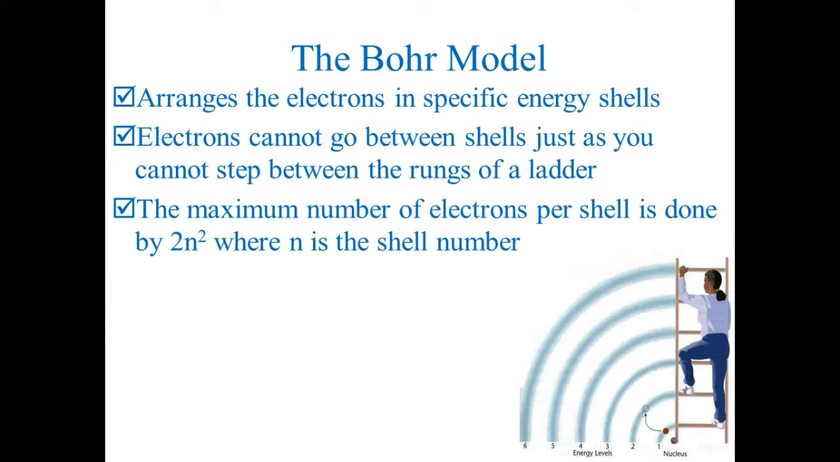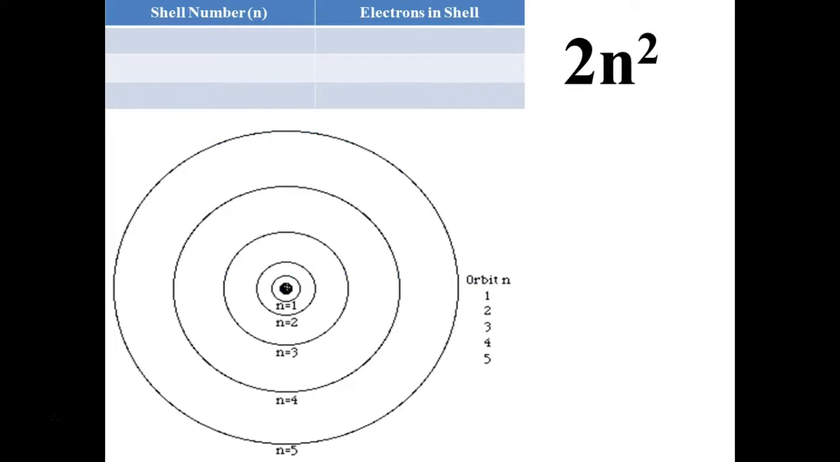In order to tell the maximum number of electrons per shell, you can use the equation 2n squared, where n is the shell number. So we're going to be going through that soon. And the other important thing is you have to fill the lower energy levels before you fill the higher ones. So you have to fill the first shell before you can start filling the next shell. You can't just randomly fill them with electrons.